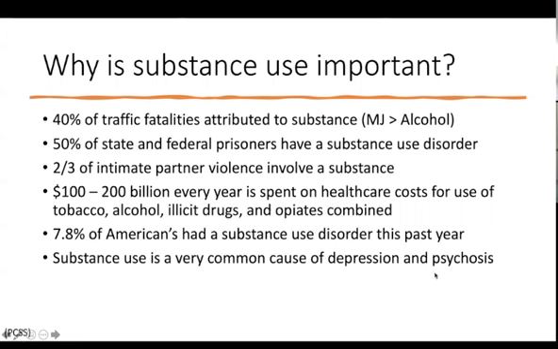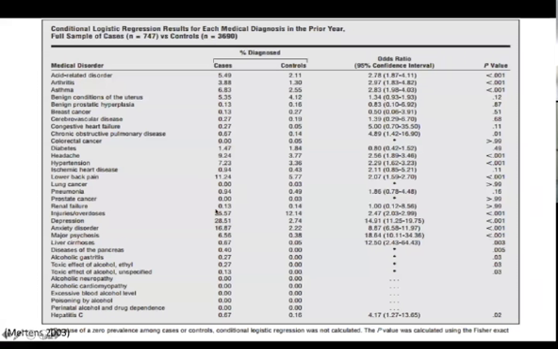And then substance use is a very common cause of depression and psychosis. It goes both directions. So medical and psychiatric conditions are the result of substance use, and then also psychiatric conditions make people more prone to substance use, right? So the substance use can cause psychiatric disorders, and psychiatric disorders can cause substance use. And that makes it even more difficult to kind of parse through, right?